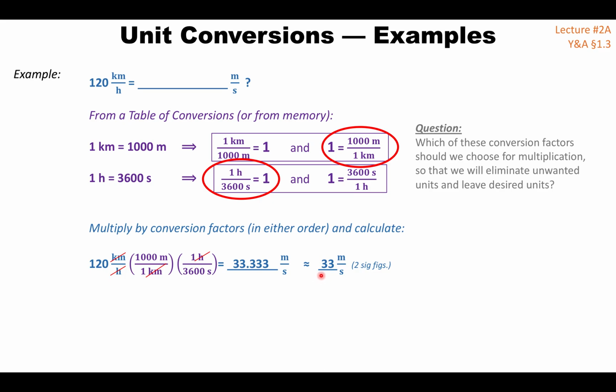Okay? By the way, looking from the start, look at the number of sig figs. Make sure your conversions have at least that number of sig figs. In this case, both of these conversions are exact. So they have infinite precision. They have an infinite number of significant figures.